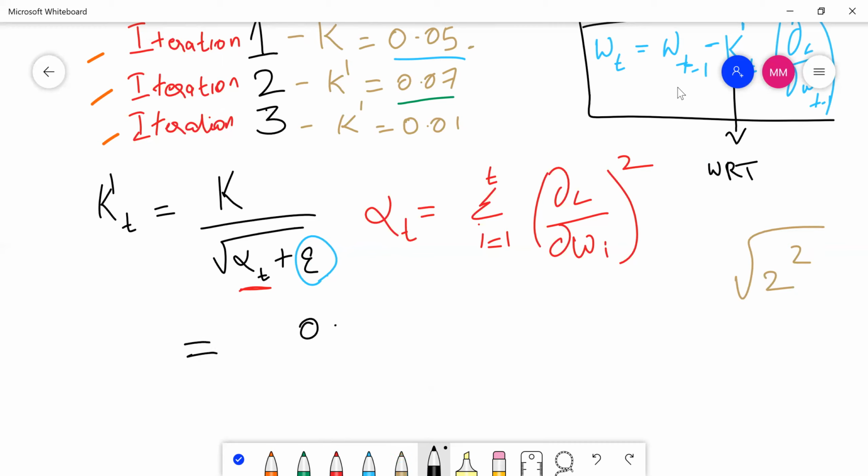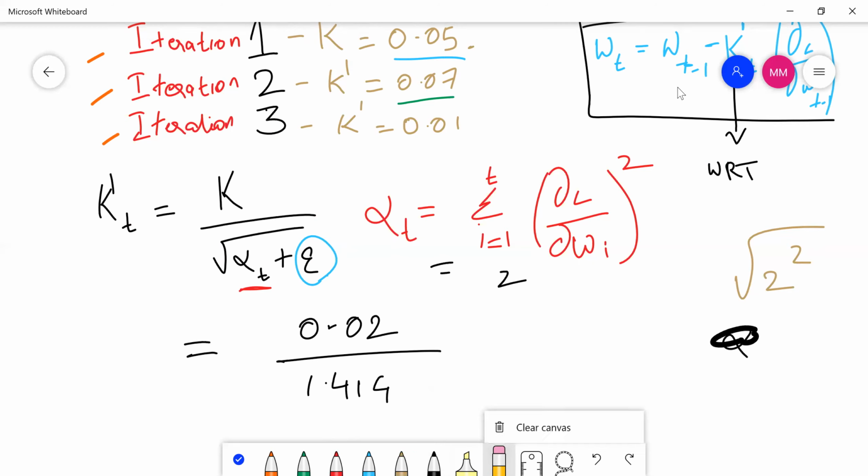K is something like 0.02. Okay, and our alpha t value, which is something around 2, we'll consider this as 2. We are doing the square root of 2, right? What is the square root of 2? 1.414 something, right? 1.414. And we'll consider this epsilon value. Yeah, epsilon is equal to, we'll consider it as 0.5. So we will be adding this 0.5.